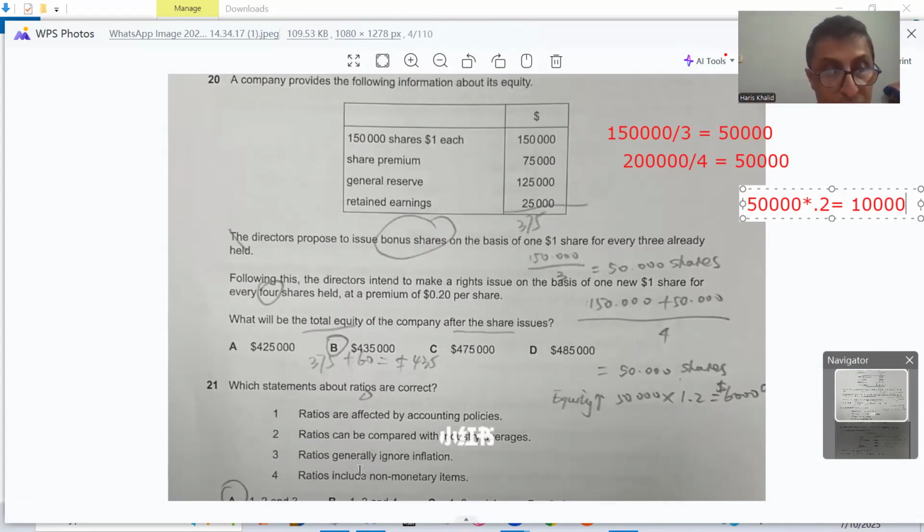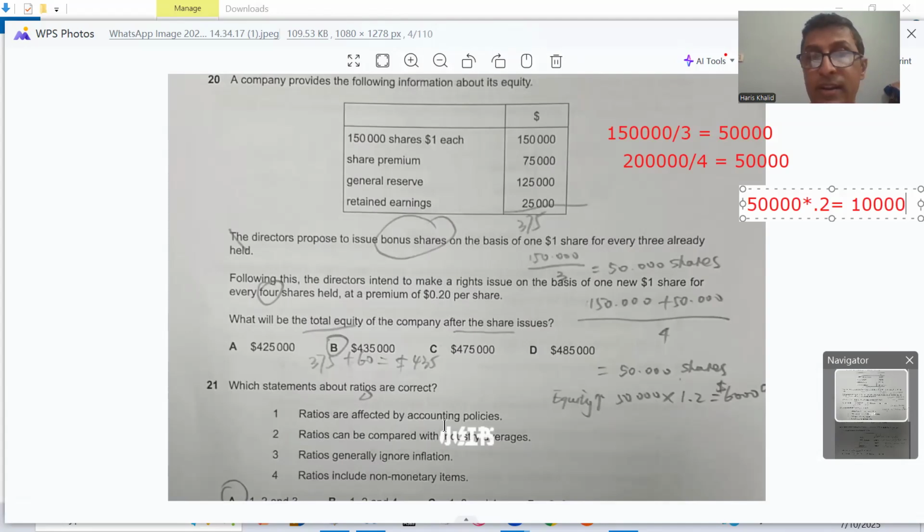Which statement about ratios is correct? Ratios are affected by accounting policies. Yes, because if you change from the straight line method to the diminishing balance method, your profit will change and the value of the ratios will also change. Ratios can be compared with other businesses. That's true. Ratios generally ignore inflation. That is also true. We ignore inflation.